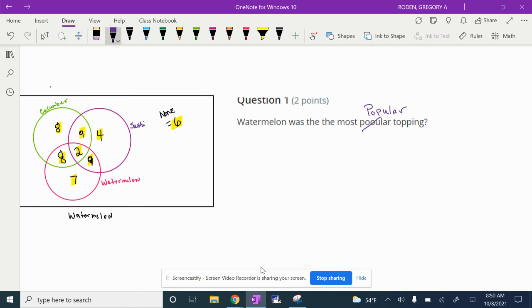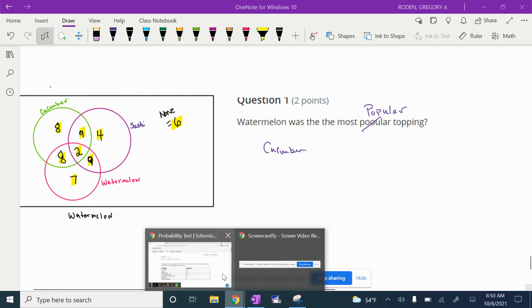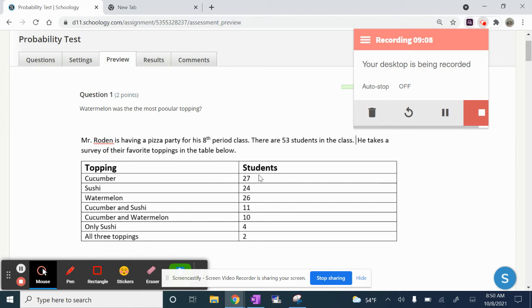Is it watermelon? No way. Watermelon is not the most popular. Okay, you can just look at it. I believe cucumber, and all you had to do is just look at cucumber because if you look at my screen here, cucumber was 27, sushi was 24, and watermelon was 26. So that was an easy question for you, right? Not a trick question at all. All right, cool.